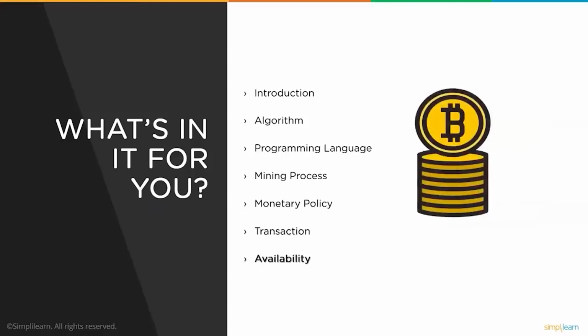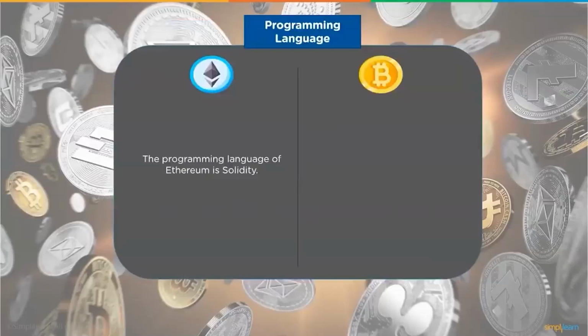Moving on, the programming language of Ethereum and Bitcoin. Ethereum uses Solidity. Solidity is a high-level programming language used by Ethereum for implementing smart contracts. But in terms of programming language, Bitcoin keeps it simple. Bitcoin uses C++ as its programming language. It is a stack-based programming language used to give Bitcoin software instructions on how to make transactions. As we have covered the algorithm and programming language of both cryptocurrencies, now let's take a look at the mining process of both.